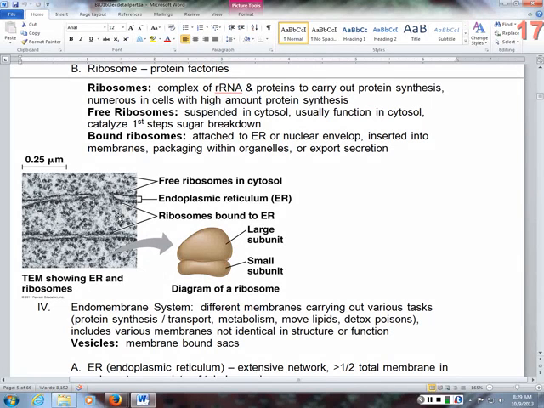The bound ribosomes are going to be attached to the ER, which is your endoplasmic reticulum. They'll also get attached to the nuclear envelope. And they get inserted into the membranes, and they'll help with the packaging within the organelles and help with exporting the secretion in there. So this is showing here where you've got free ribosomes versus bound ribosomes that are attached to a membrane. This is showing you have a large and a small subunit of the ribosome in there.